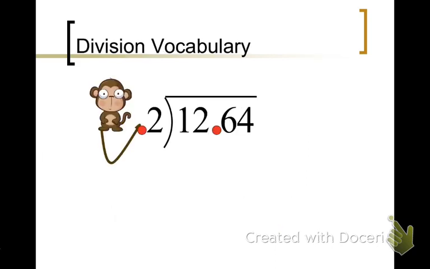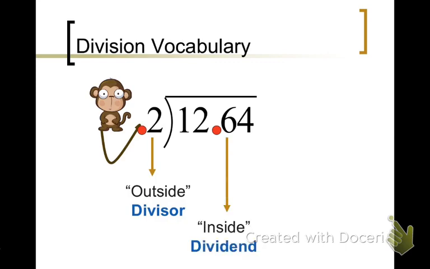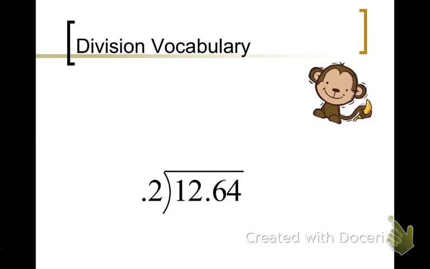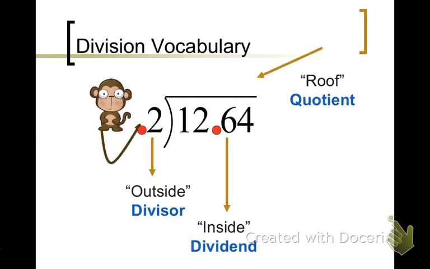Okay? So, first, a couple of vocabulary words. The number on the outside is called a divisor. I've heard this referred to as the divisor knocking on the door of the division house, so that might be an easy way to remember. And then we have the dividend, which is the number on the inside. And the quotient is the answer on the roof.